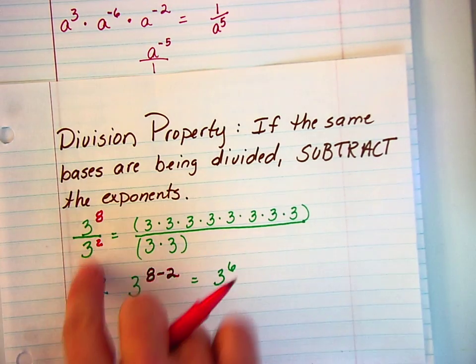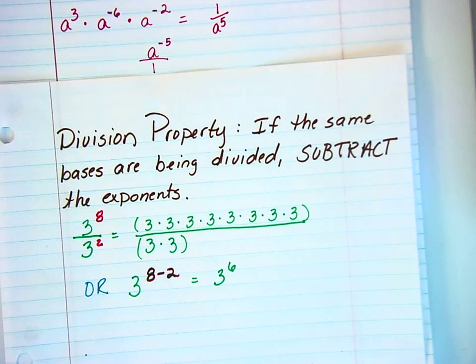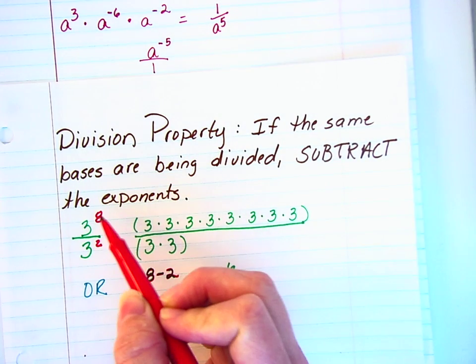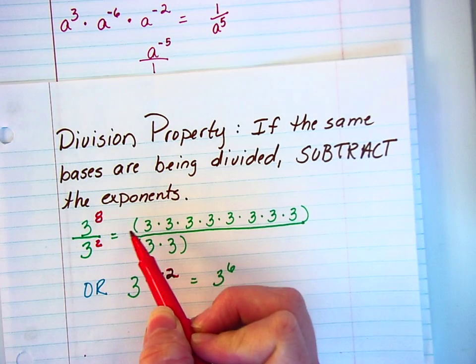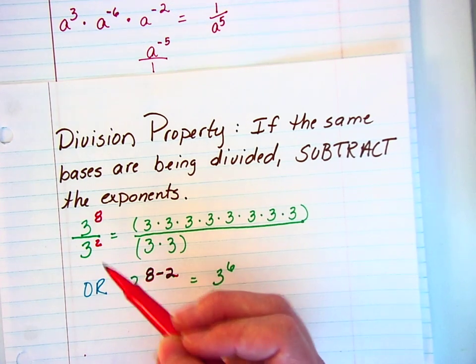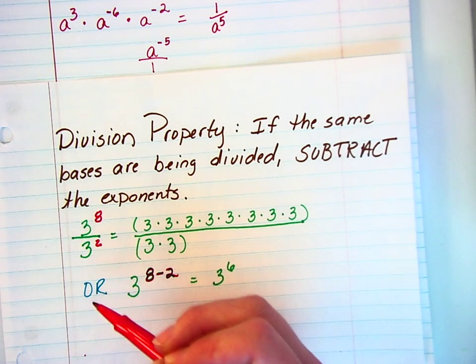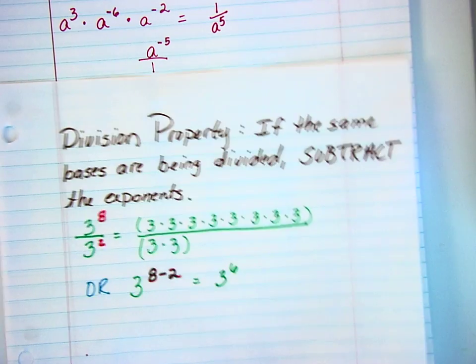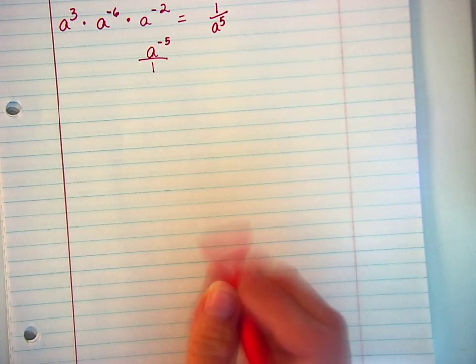So here in this problem, I have a 3 and I have a 3. They're being divided, but my exponent is 8 and 2, so I'm going to subtract the numerator exponent minus the denominator exponent. And that's usually a question that people ask. Does it matter which one goes first? Yes, it does. Numerator exponent minus the denominator exponent. Let's talk about why this works.